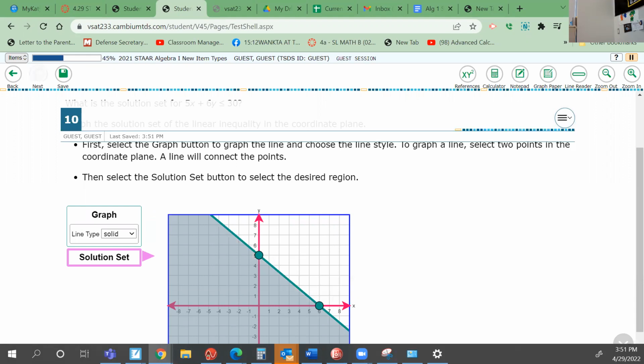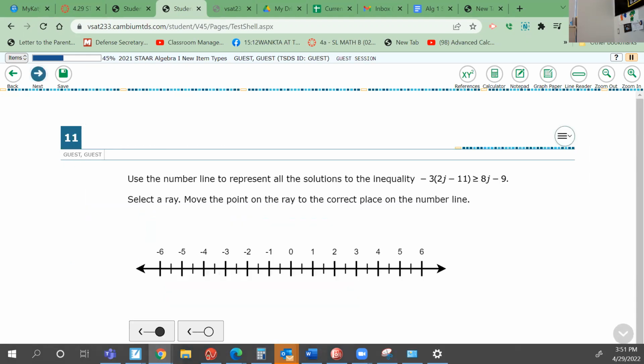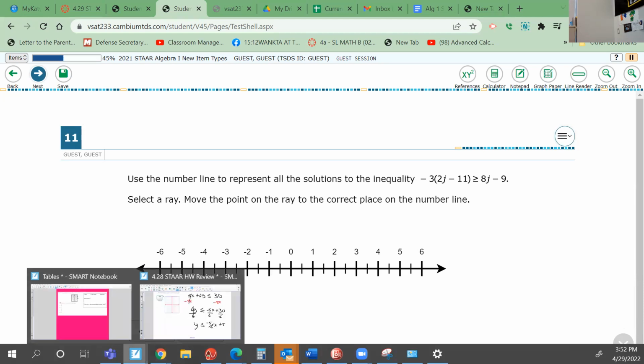All right, let's move on to this one. You see number line. Just solve the problem first. It just wants you to solve the inequality and then show the answer on the number line. That's all they're asking for. So let's solve this.